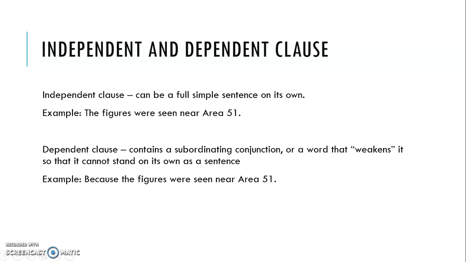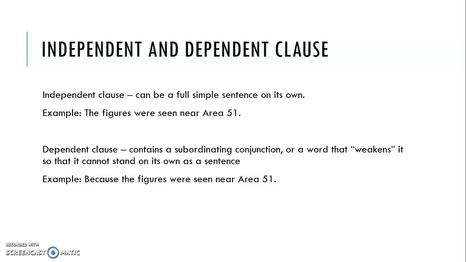All right, so you need to know independent and dependent clauses. Super simple, exactly what I just explained. An independent clause can be a full simple sentence on its own. Example, the figures were seen near Area 51. A dependent clause has a subordinating conjunction, or basically just a word that makes it weak so that it can't be on its own as a sentence.